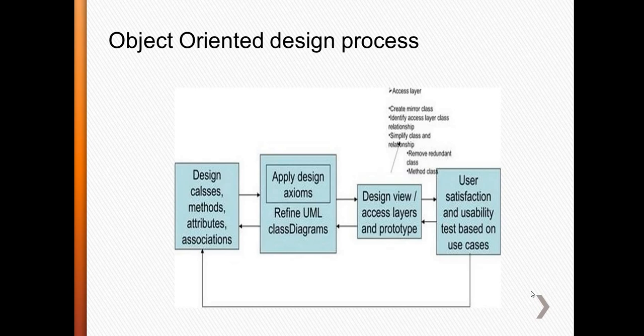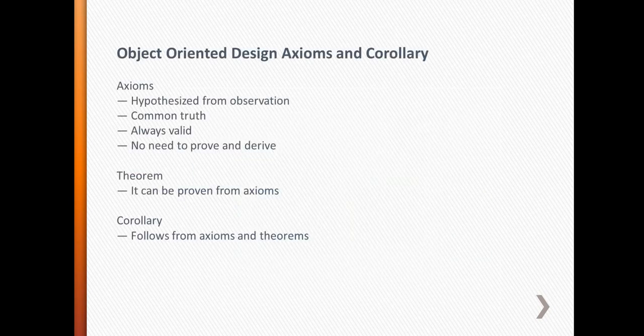In access layer design, we have to create mirror classes, identify access layer class relationships, simplify classes and the relationships, and remove redundant classes and methods. Finally, we have to perform user satisfaction and usability tests based on use cases. Each and every phase is an iterative process.